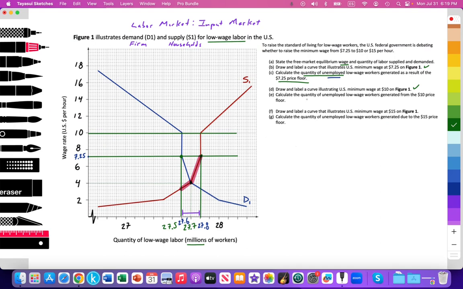So what would that value be? So we're looking at the quantity of supply, and we notice that it hasn't changed. There's the quantity of supply. So for question E, quantity of supply equals 27.8 million workers. The quantity of demand, firms demanding workers, is unchanged from that $7.25 price floor to $10. It's still the same at 27.6 million.